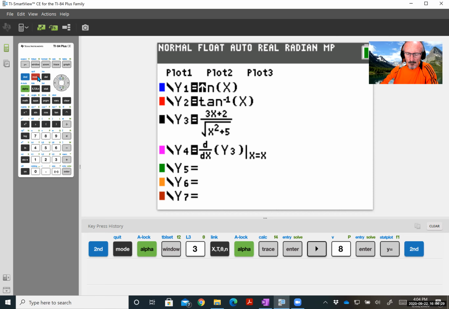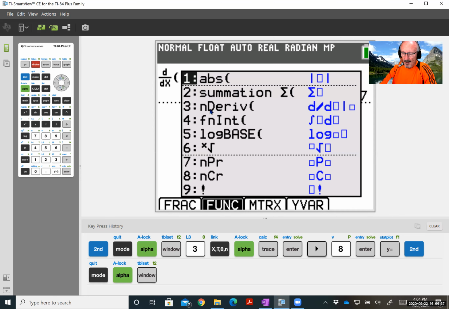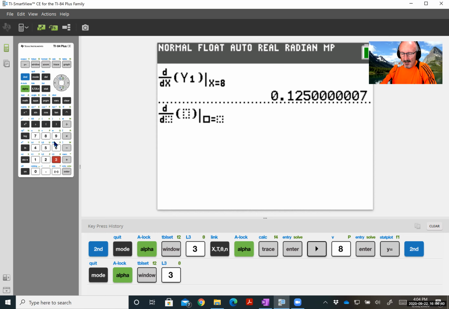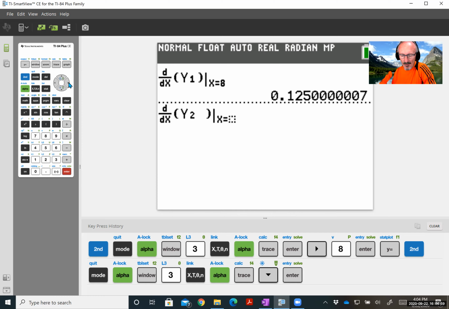And so second quit. And again, if you didn't see that, the derivative is located at alpha, window, and option number 3. And again, the variable is x. We are taking the derivative of the inverse tangent, which I have stored in y sub 2. So we will follow the syntax, alpha, trace, and scooch down to y sub 2. And we will evaluate. In fact, at this point, I forgot which one. Let me see. We're evaluating at 5. So let's enter 5 here.